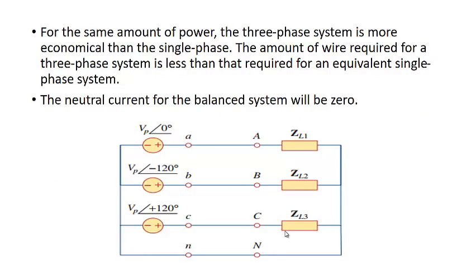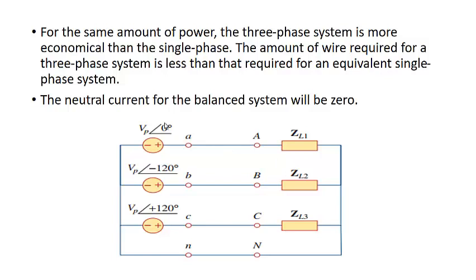For the same amount of power, the three-phase system is more economical than a single-phase system. The amount of wire required for a three-phase system is less than that required for an equivalent single-phase system. So in that case, it is also advantageous because it requires less electrical wire as compared to the single-phase system for the same amount of power transfer.